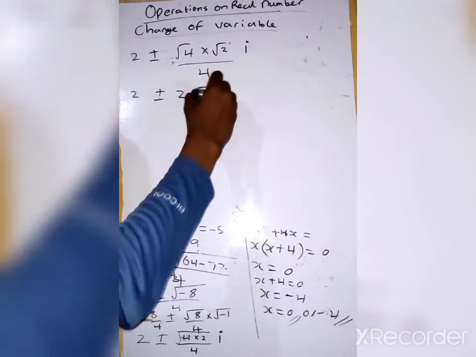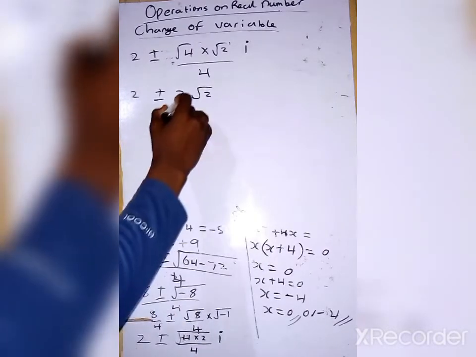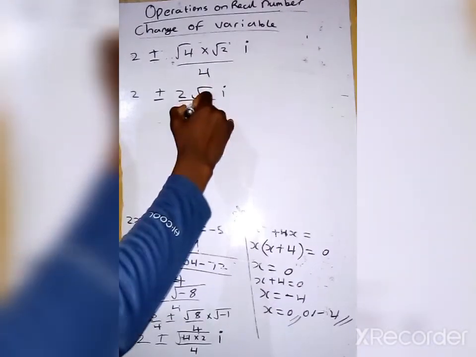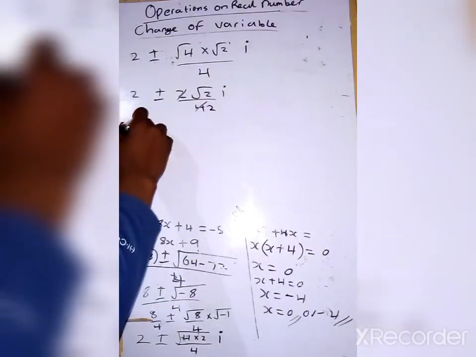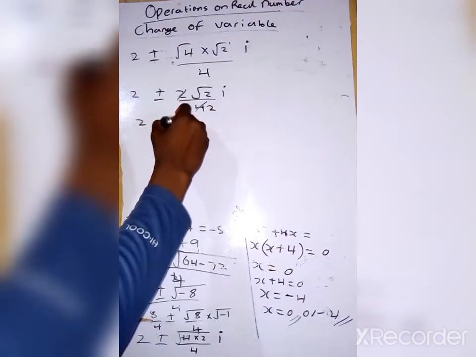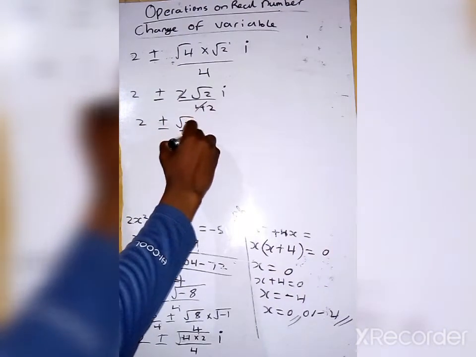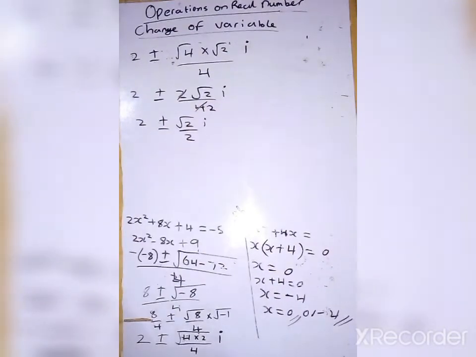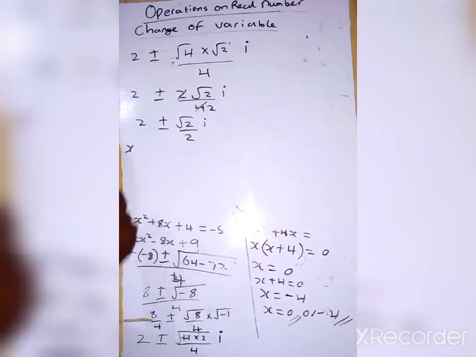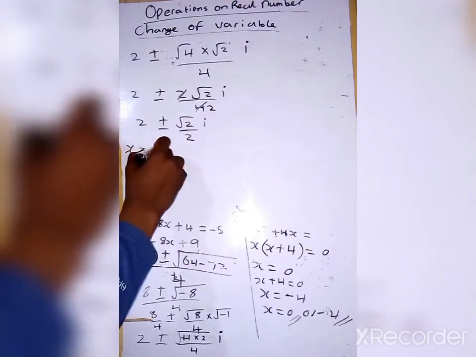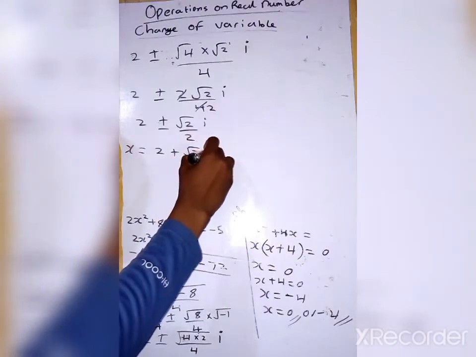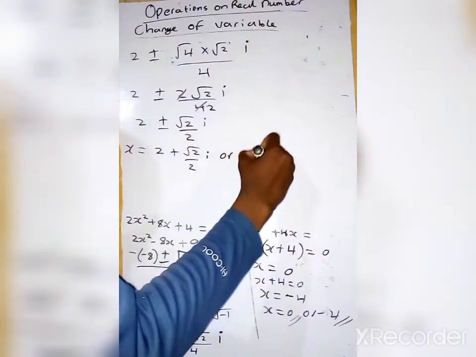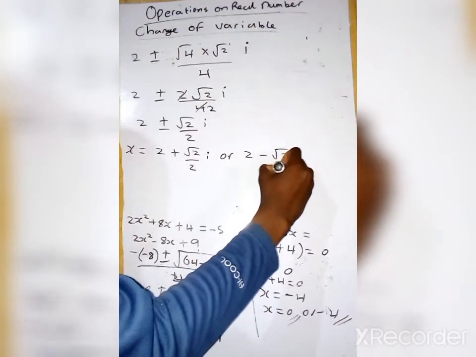So 2 root 2. 2 root 2 is our root 8. So we have our i here over 4. 2 here, 2 here, 2. So we can have 2 plus or minus root 2 over 2i. This will be our second value of x. So x can now be equal to 2 plus root 2 over 2i or 2 minus root 2 over 2i.